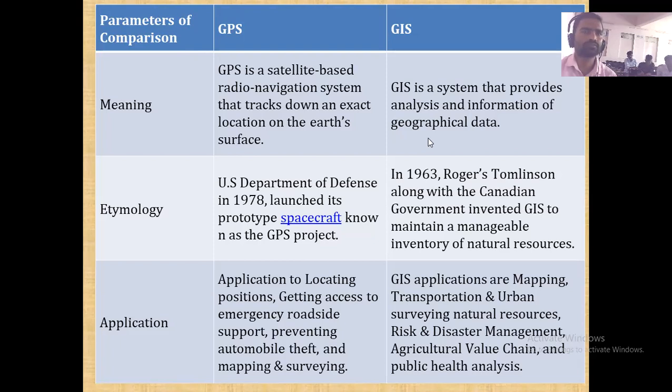Then GIS applications are mapping, transportation and urban surveying, natural resources, risk and disaster management, agricultural value chain, and public health analysis. Okay, in all those fields we are using GIS.